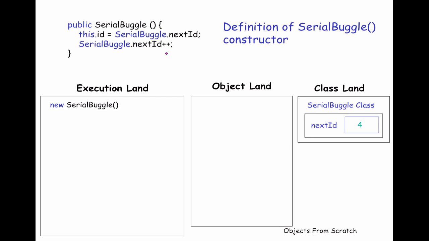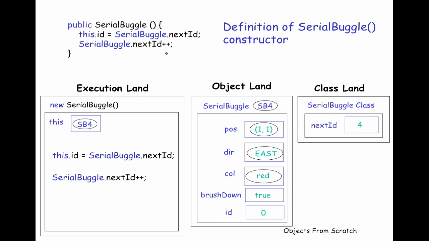Suppose we go off and make a call to a constructor method, make a new SerialBuggle. When we do that, a lot happens right away. We will create in object land a SerialBuggle, let's call it SB4, that has the usual default position, direction, color, and brushDown variables. And it will have a new id variable that, because it's an integer, will have the initial value 0 because that's the default value for integers. And our execution frame will have a variable named this that holds on to SB4.